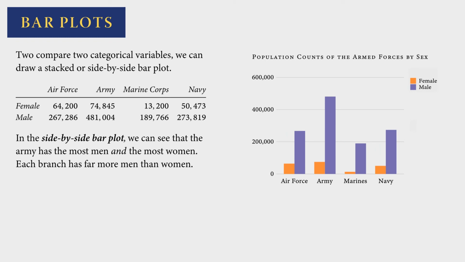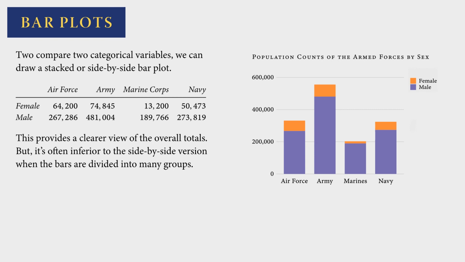If we have two categorical variables, we have a few options. One is the side-by-side plot. If I want to see a breakdown of sex by military membership, I can draw a plot like this. Instead of having the bars side by side, I can stack them. This makes it easier to compare the overall totals, but when you have a lot of variables, I think side by side is better for comparing each individual bar because they all begin at the bottom.